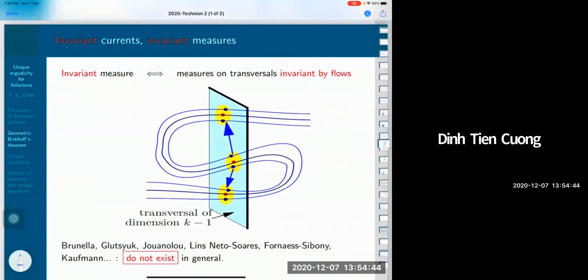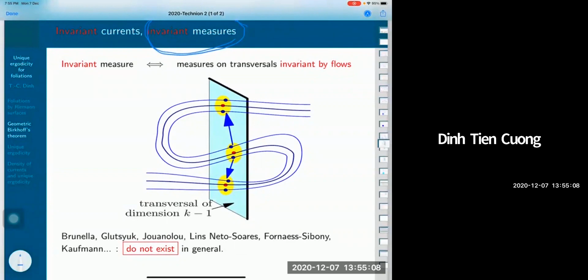Now, if I want to discuss the Birkhoff theorem, I need some measure, a current. Here's the situation. We want to have something like an invariant measure. In dynamical systems, we have invariant measures. So what is the invariant measure in this setting? The idea is like that. You have some measure in the transversal; in each transversal, you have some measure. For example, here you have the measure, and then you follow the flow, and then you arrive here in the second yellow set.